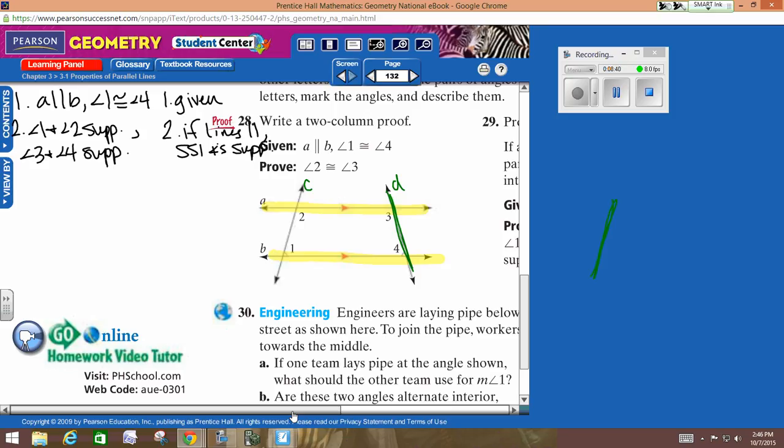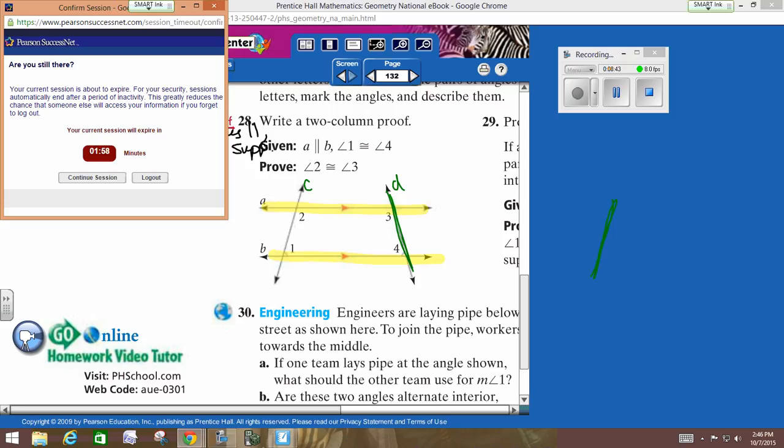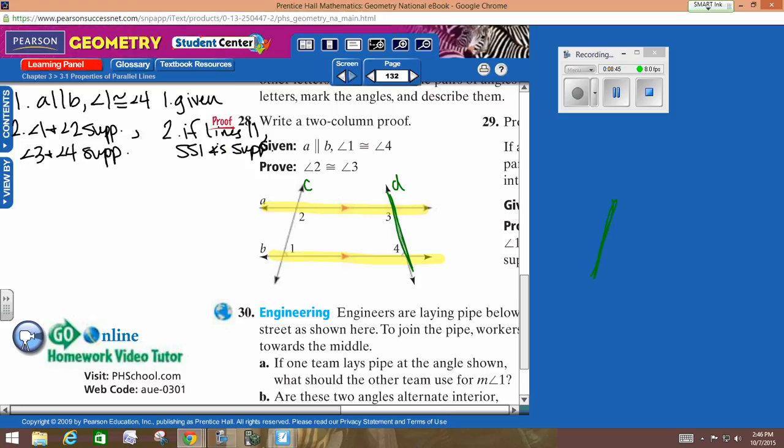Okay, so since 1 is congruent to 4, then I can substitute one of these values, right? Because they're equal. So Micah, what do you want me to substitute? Okay, what can I substitute? If 1 is congruent to 4, where can I substitute 4? For 1, right? Right here. So then this statement would say angle 4 and angle 2 are supplementary. Is that what you said? Okay.